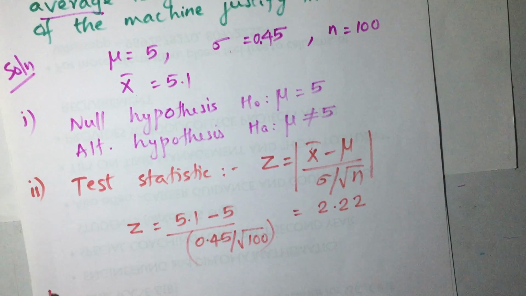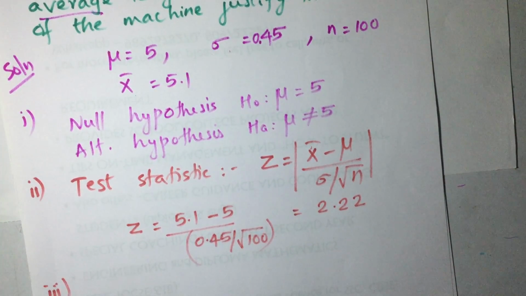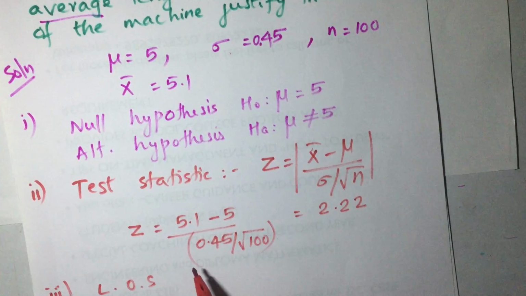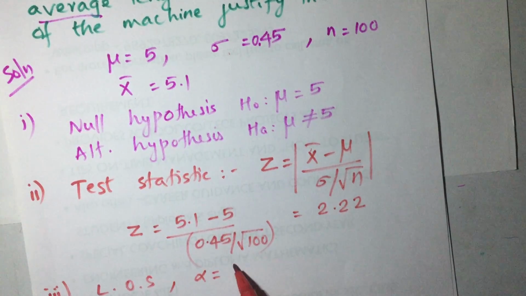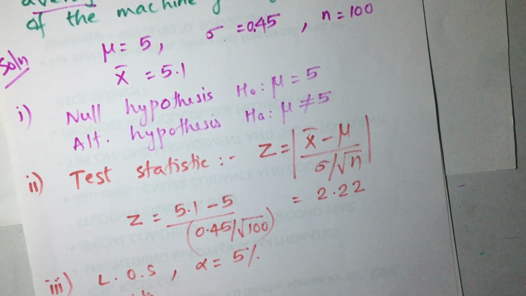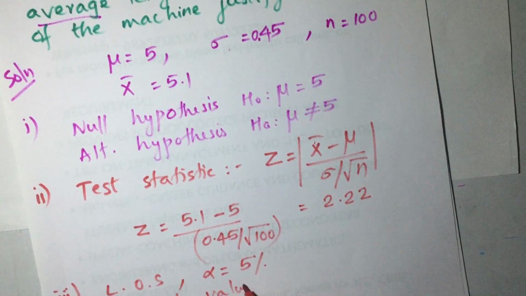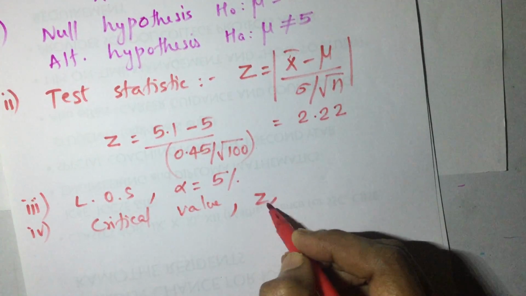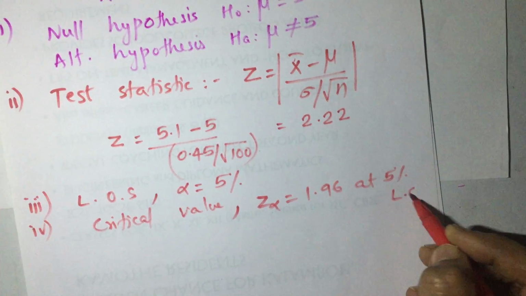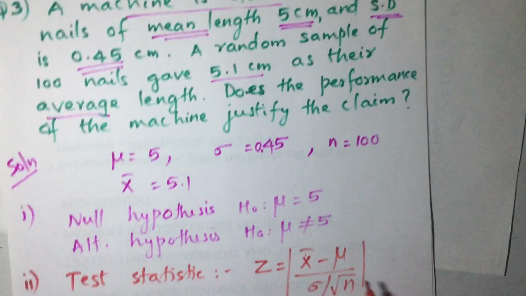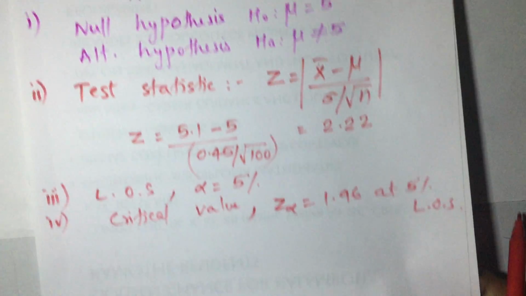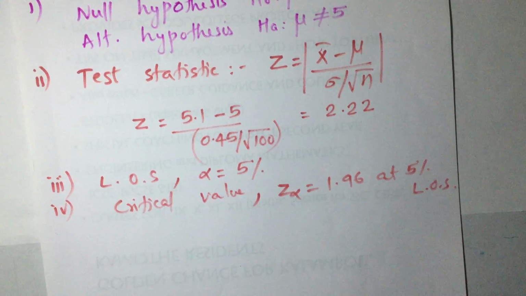Now the level of significance. Nothing is given as the level of significance, so I'll choose alpha as 5%. The corresponding critical value Z alpha is 1.96 at 5% level of significance. Whenever you take the null and alternate hypothesis like this, with not equal to, you will always take Z alpha as 1.96 at 5% level of significance.